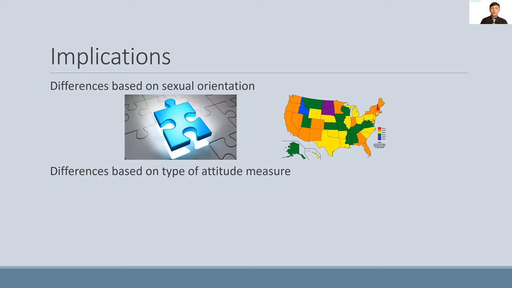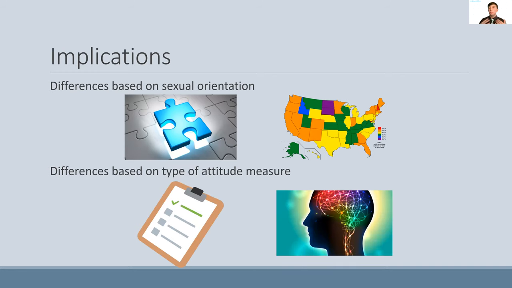But then we also see these differences based on attitudes, where these explicit attitudes, which are more thought out, considered attitudes, predict migration only in heterosexual participants. While these implicit attitudes, the more hidden gut feeling type attitudes, have an equal effect across sexual orientations.